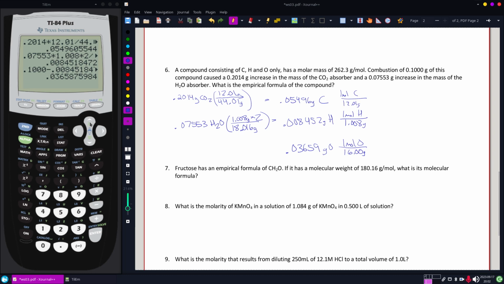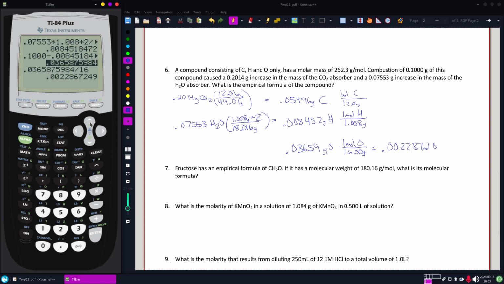So take that 0.03659, divide it by 16, and I get that that is 0.002287 moles of oxygen.